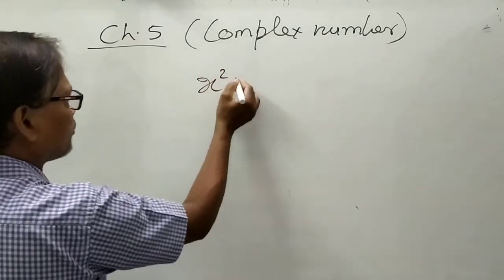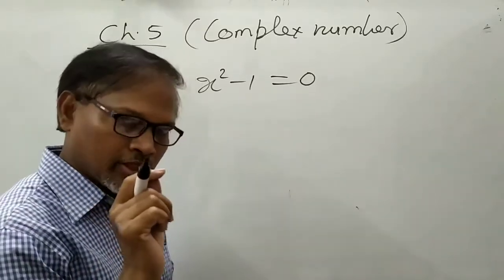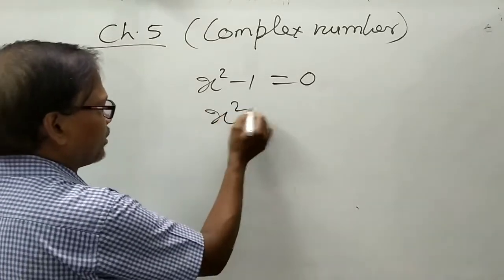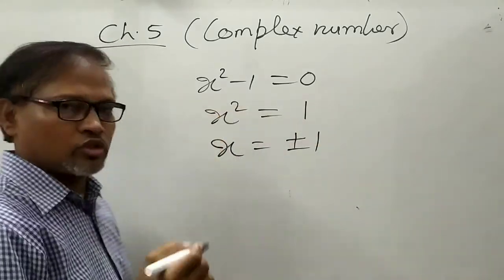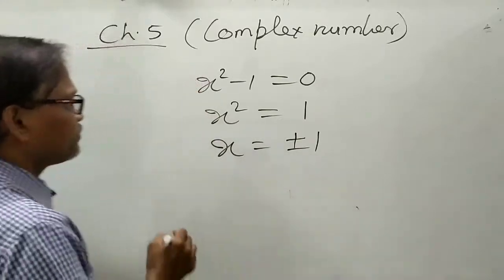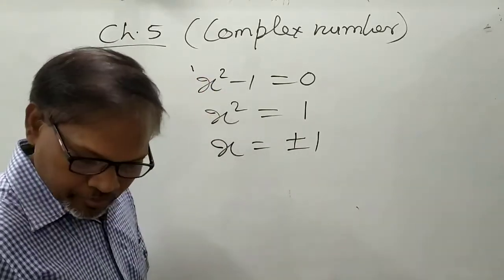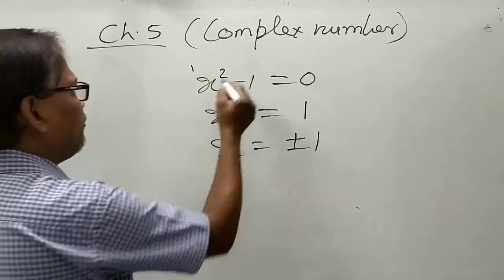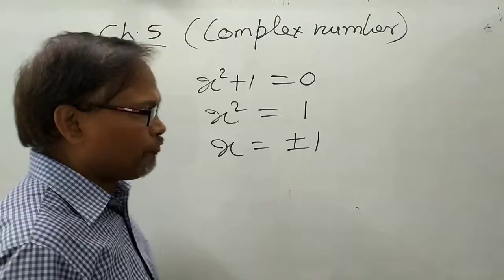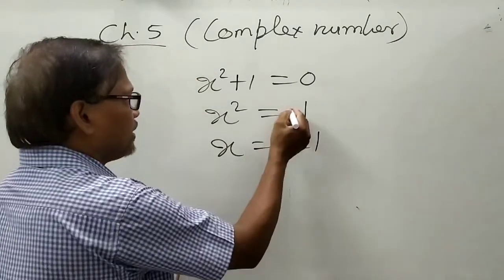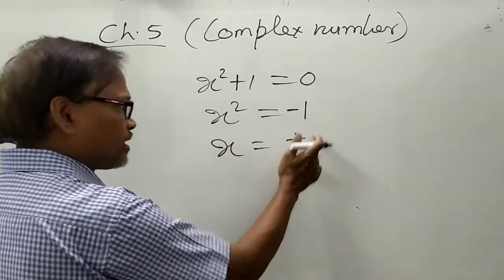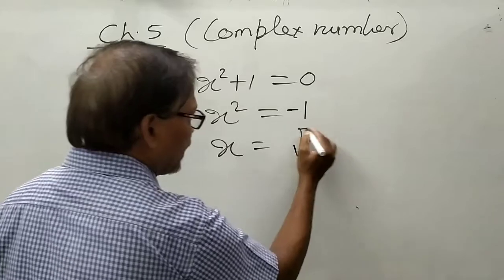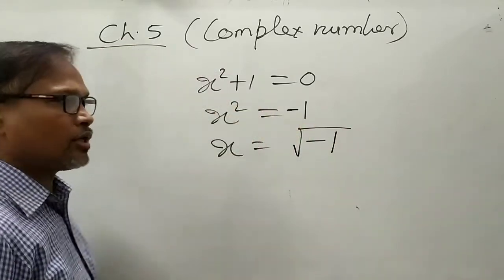Suppose you have x square minus 1 is equal to 0 and anybody asks the value of x, then you can tell that x square is equal to 1, so x is equal to plus minus 1, meaning two values of x. But my question is another. If you have x square plus 1 is equal to 0, and anybody asks, then what will you say? Then x square is equal to minus 1. So is x equal to plus minus 1 or any other number? No other number, and this is under root of minus 1.